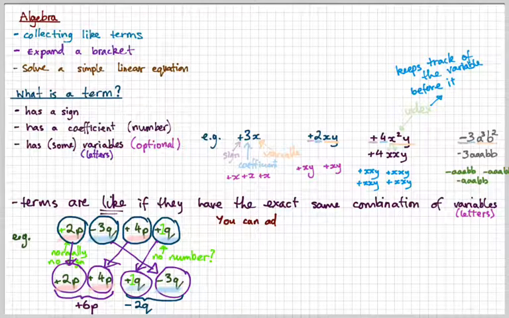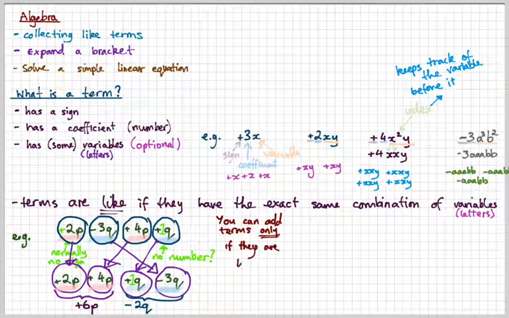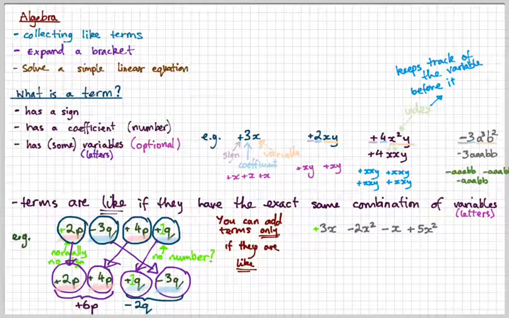So just to summarize that as well, you can add terms only if they are like. Okay? So only if they are like can you add the terms like we've done here. So another slightly more complicated example, 3x minus 2x squared minus x plus 5x squared. So that plus sign there is implied, I didn't write it, and again we have no number next to that minus x, but it's minus 1x really.